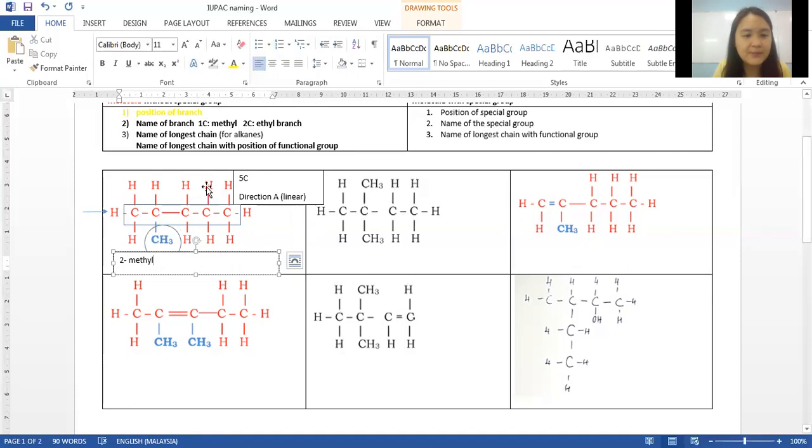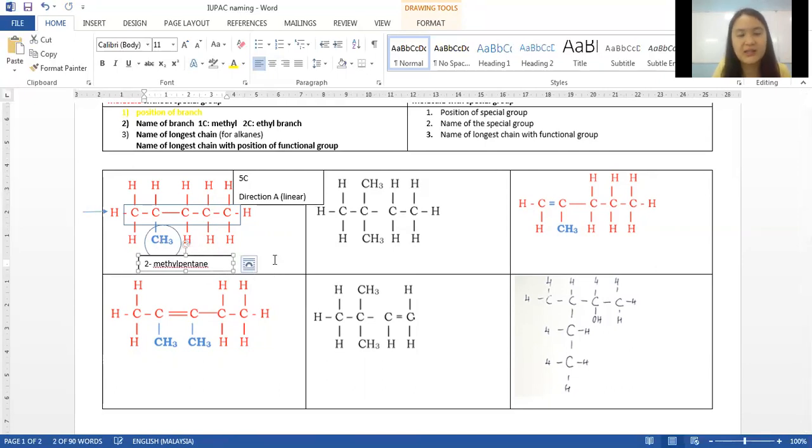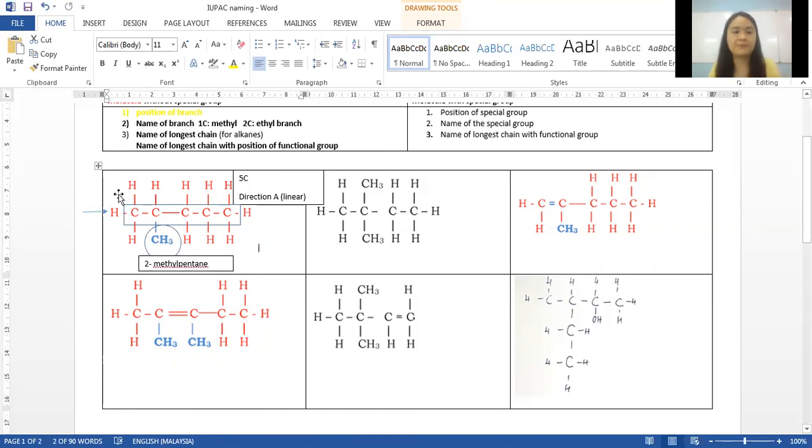Last but not least, we are looking at a normal alkane molecule. We now need to name the longest chain. My longest chain has 5 carbon here, and a 5 carbon alkane has the name pentane. So this is the name of this organic molecule following the IUPAC system.